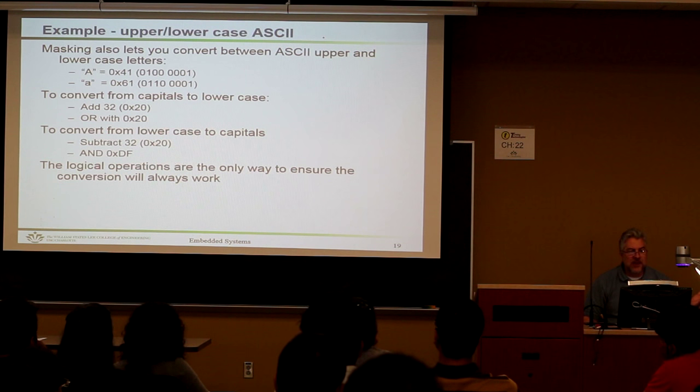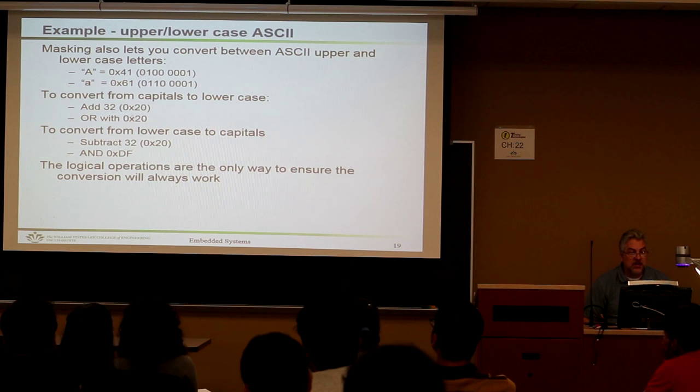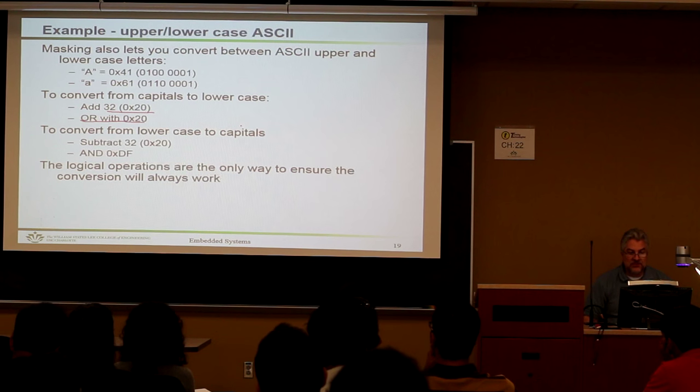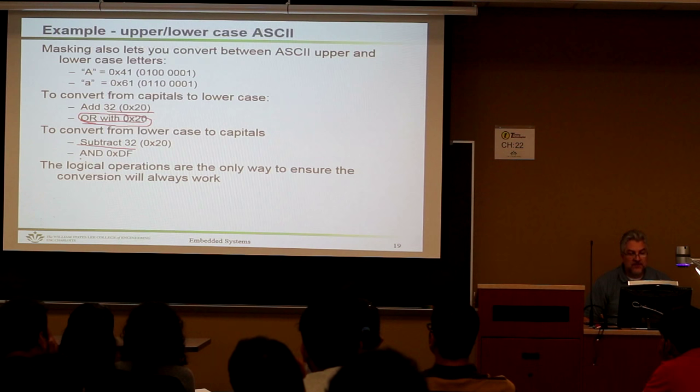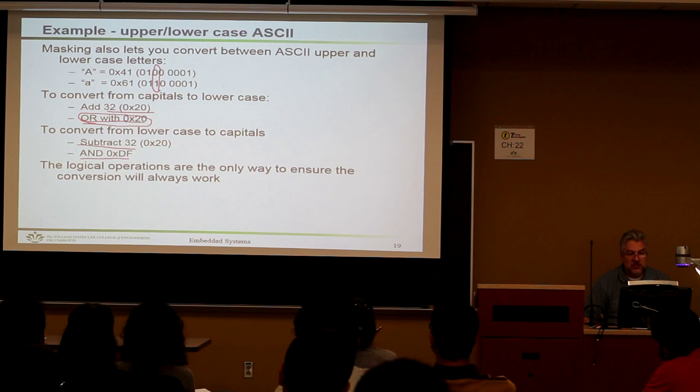Okay. Upper and lowercase, we actually have an option to convert between the two. A good example would be you can OR the value 20 hex with a capital to make it a lowercase. Or you can add 20. The safest thing to do would be to OR it. And to convert from lowercase to capitals, you could subtract, but the safest thing to do is to AND it, such that in a capital letter this bit is always 0, and in a lowercase letter, in ASCII, this bit is always 1.